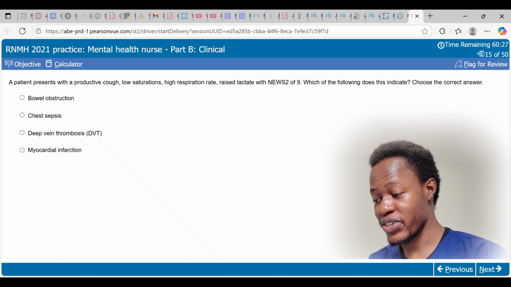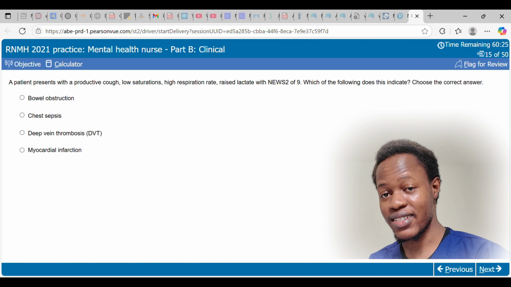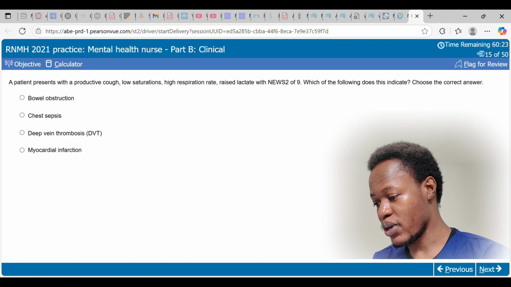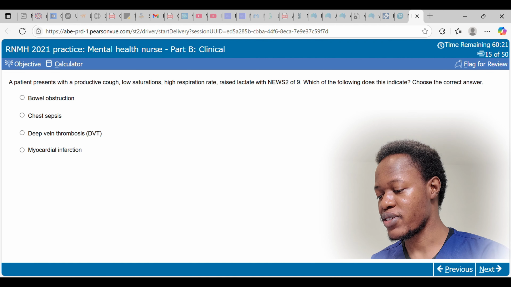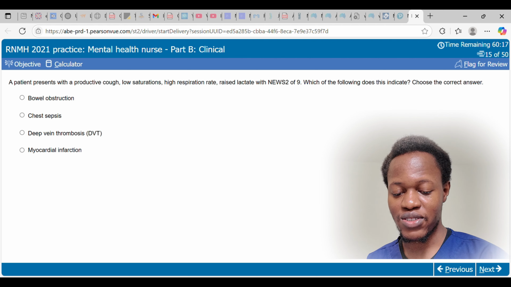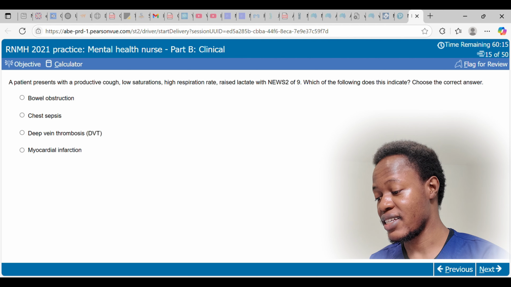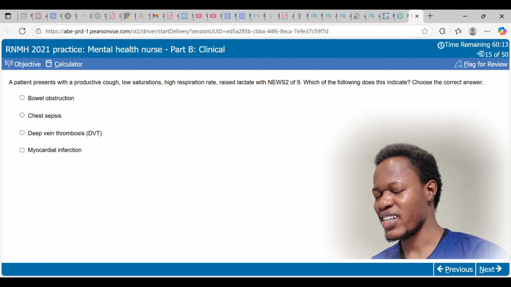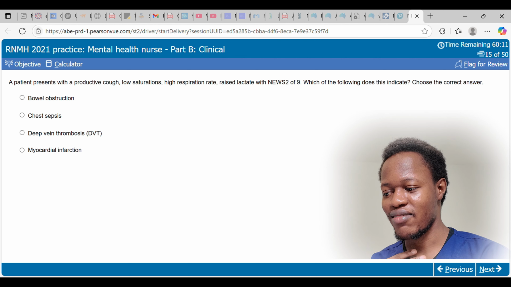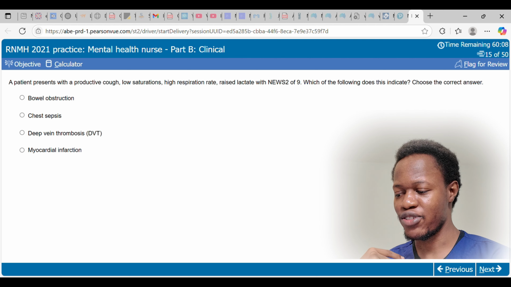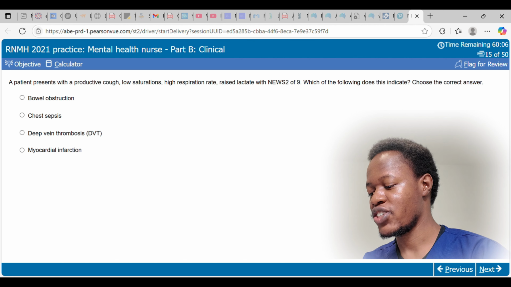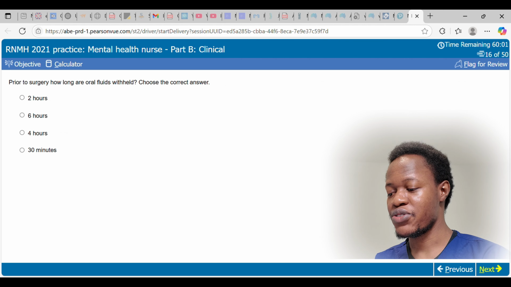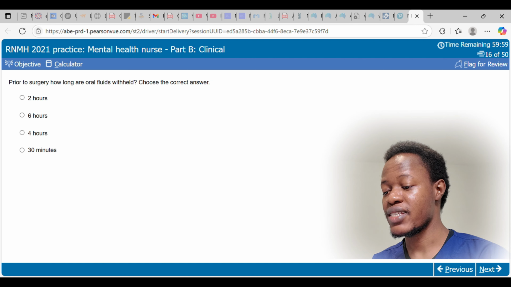Productive cough, low saturations definitely seems like chest sepsis, not bowel obstruction, because the person should be having constipation, not deep venous thrombosis, because that means you should see engorged veins on their lower limbs, not myocardial infarction, because they should be having, I think, left shoulder pain mostly. So chest sepsis. Prior to surgery, how long are oral fluids withheld?